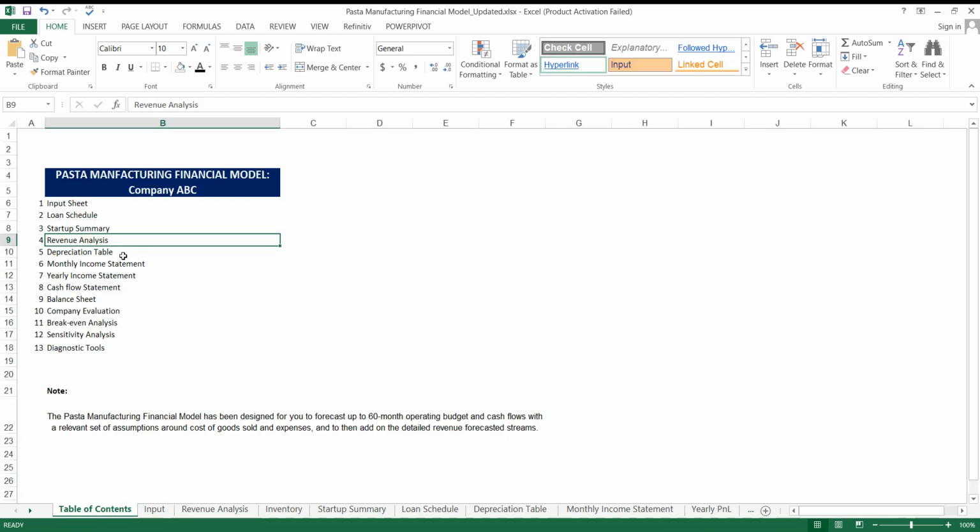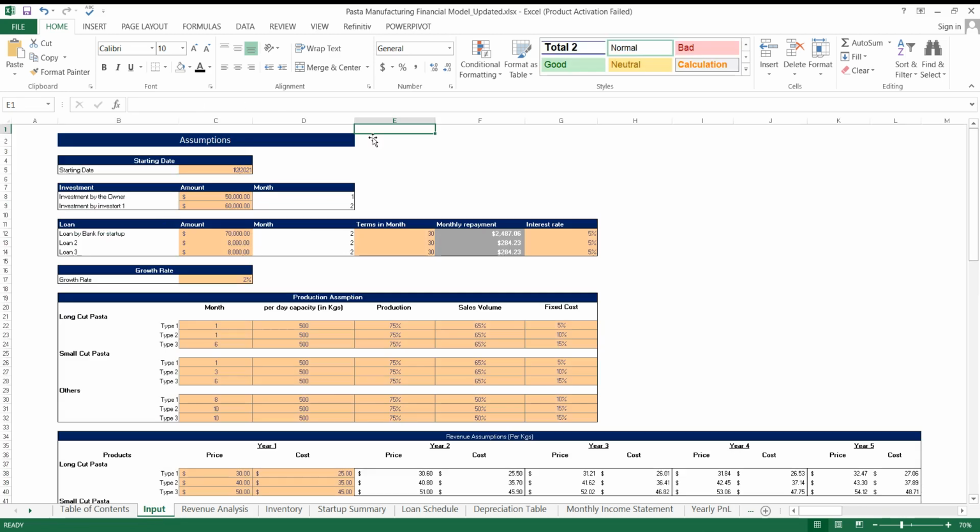The main elements of this model are startup summary, revenue analysis, income statement, cash flow statement, balance sheet, break-even analysis, sensitivity analysis, and the dashboard. Starting off with the input sheet, it gives an overall view of the business operations plus all the assumptions that are particular to your own business and can be changed accordingly.